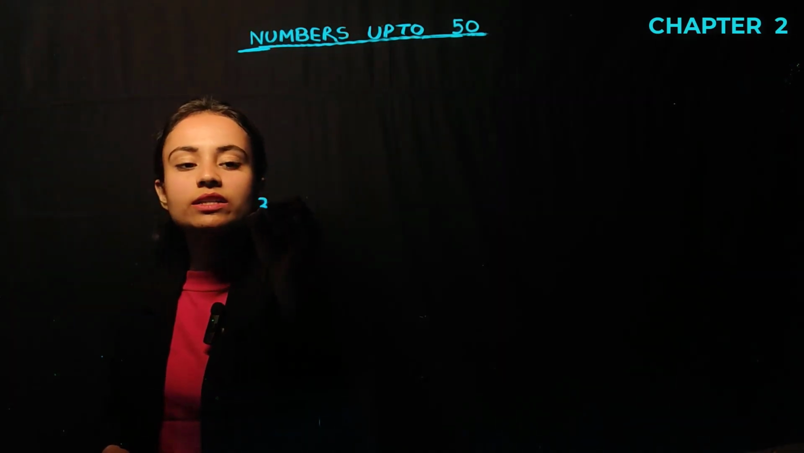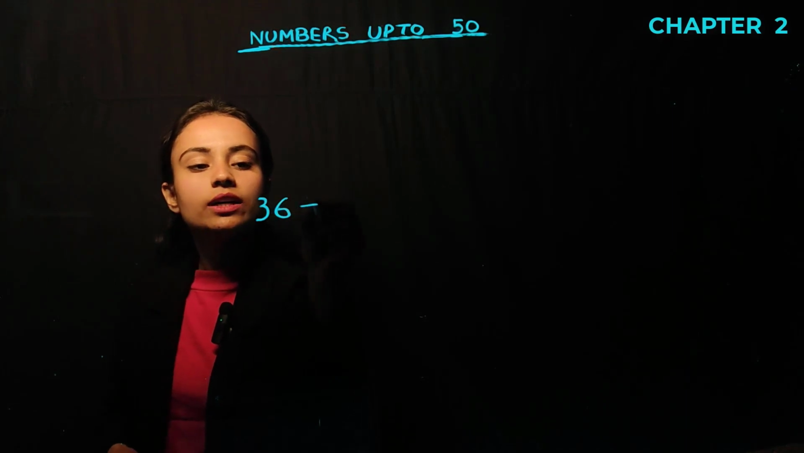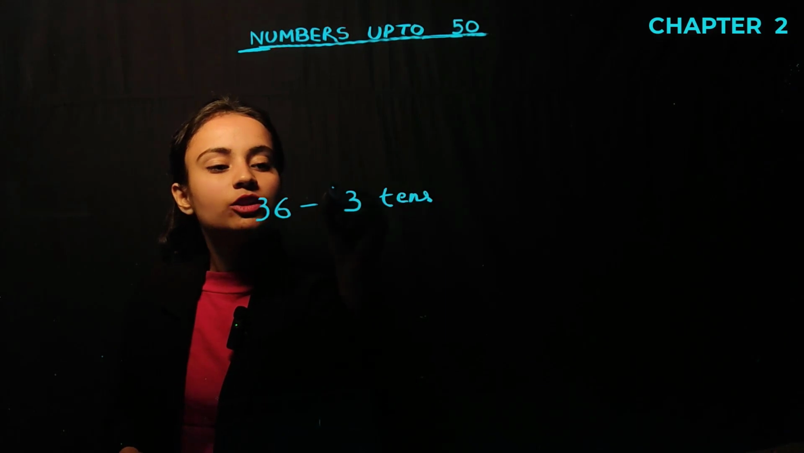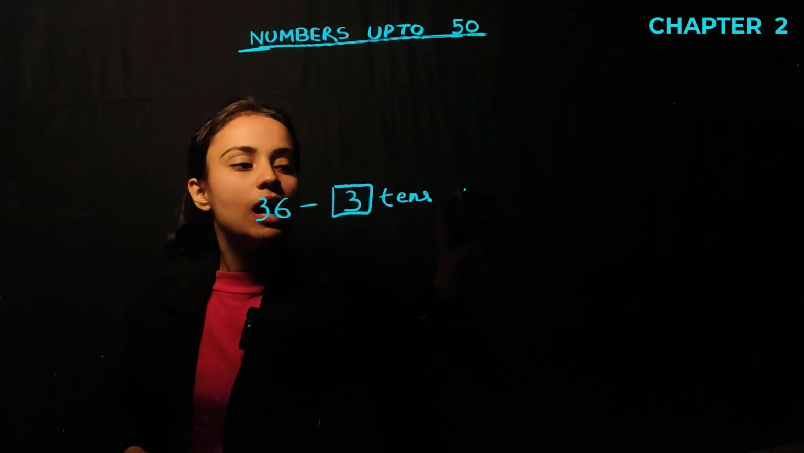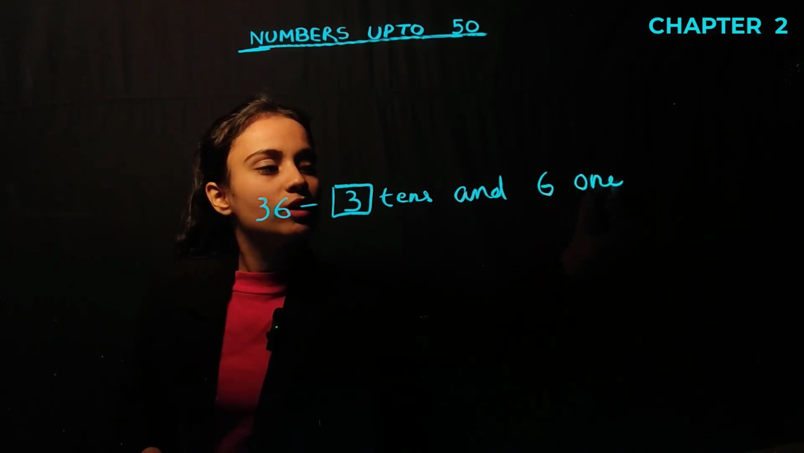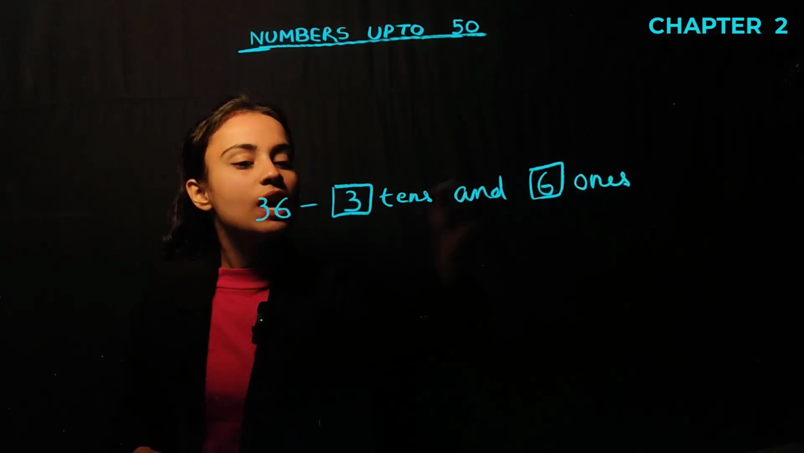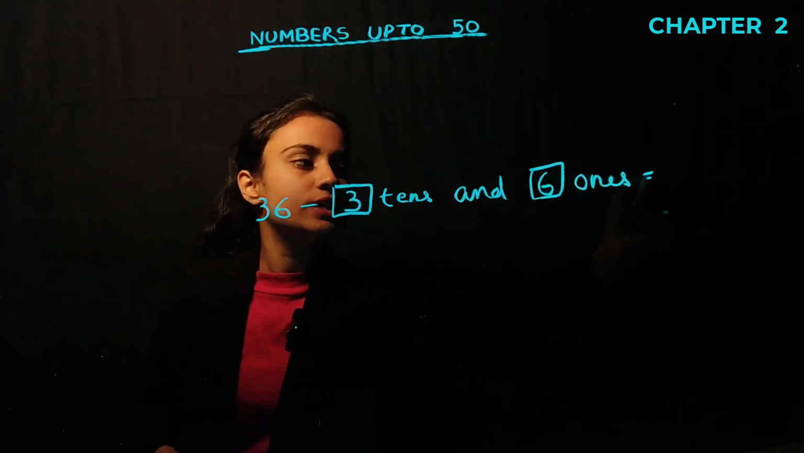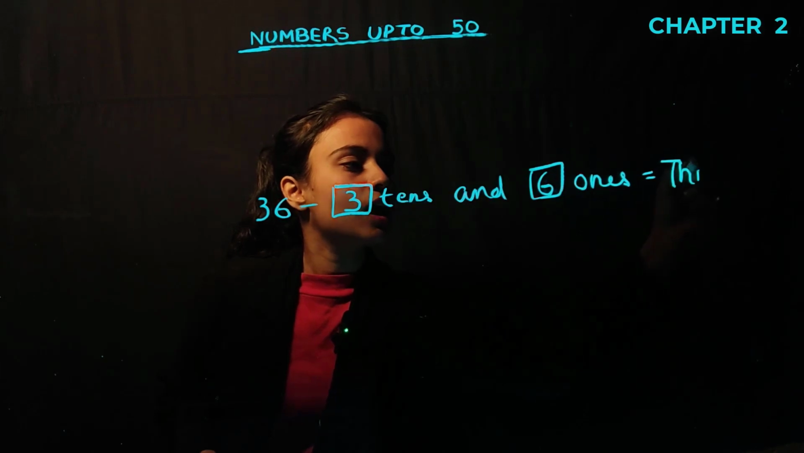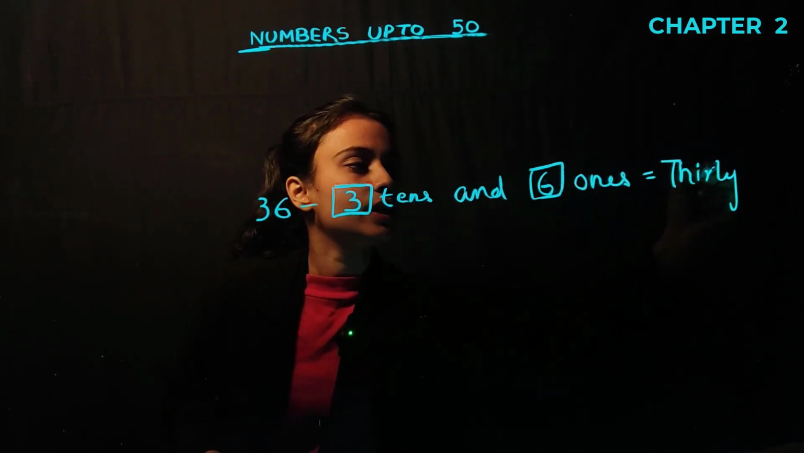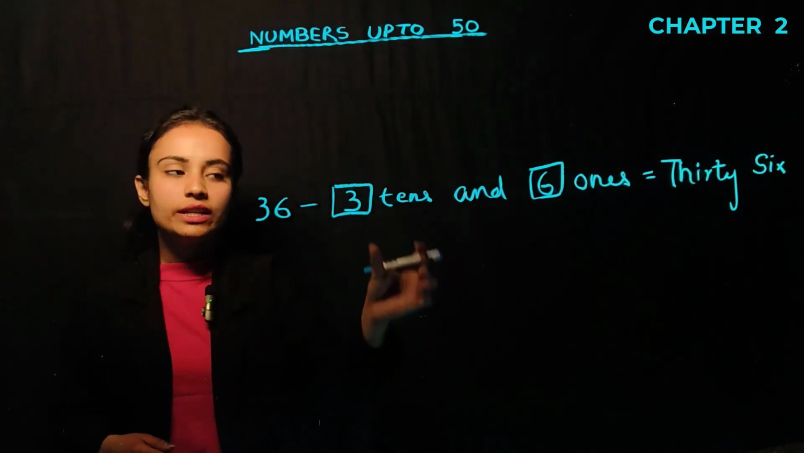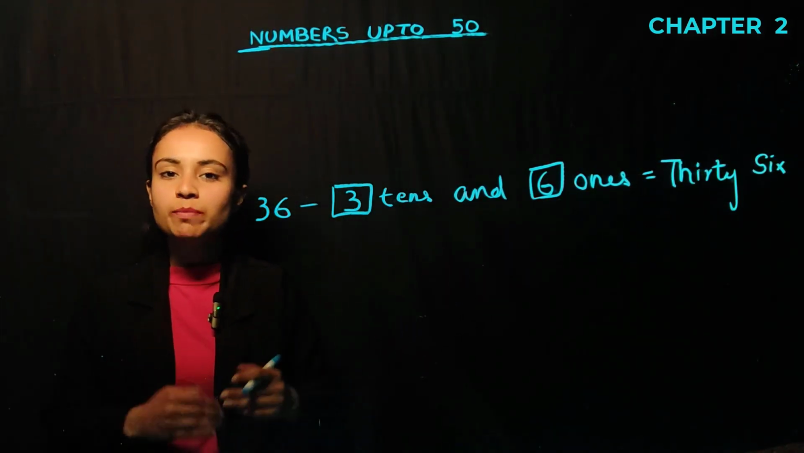Here the next part is 36. So in 36 we have 3 tens. So we'll write 3 in the box and 6 ones. So we'll write 6 in the box and 3 6 becomes 36. So we'll write 36 here. THIRTY SIX. In the similar manner, you have to do the rest of the parts by yourself.